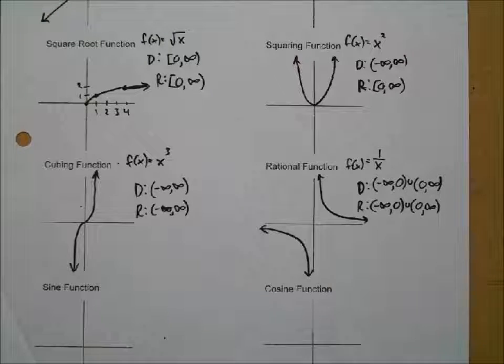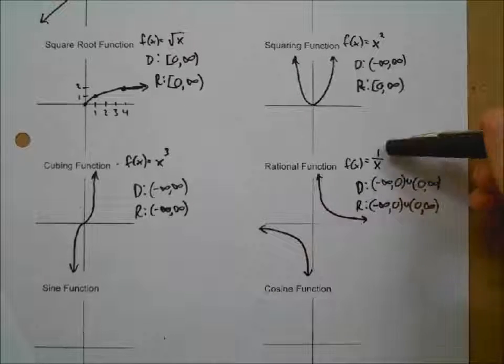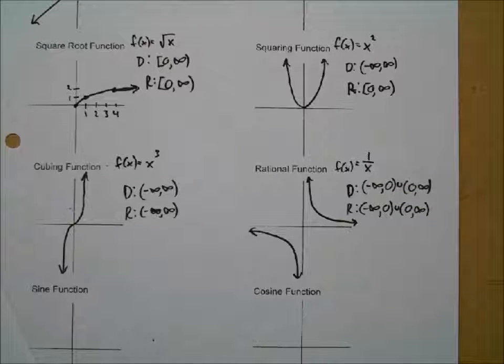Okay, y, or f of x, is 1 over a number. Since that's always 1 in the numerator, this thing can never equal 0, exactly, right? We can approach it, but we can't get there. And so the idea is that the range excludes 0.